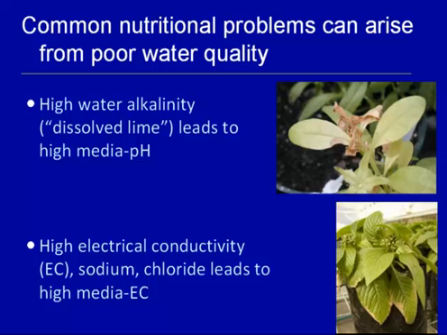High EC, or electrical conductivity, which is the total measurement of all of the dissolved salts, and specifically junk ions such as sodium and chloride, will tend to increase the EC in the growing medium and lead to salt burn of roots and accumulation of those salts, especially in older leaves, as you're seeing in this penta here.